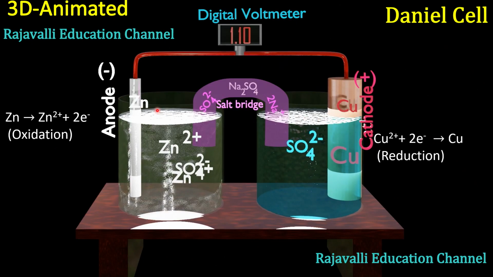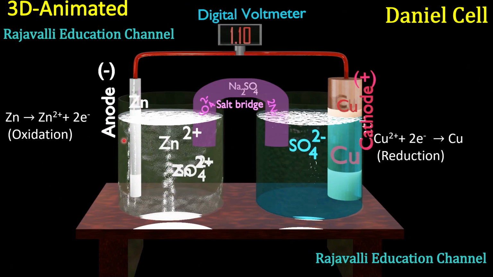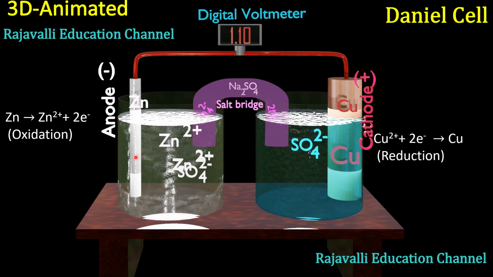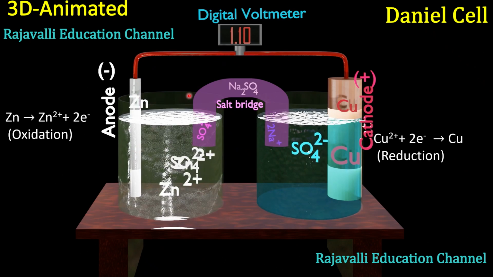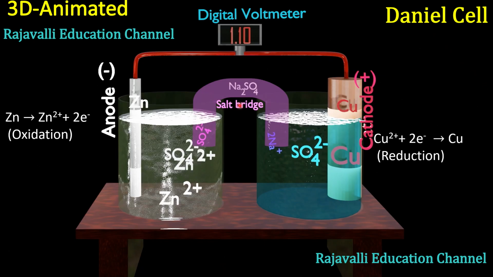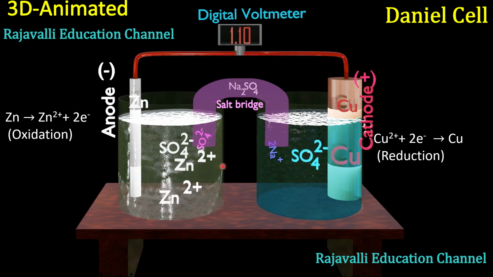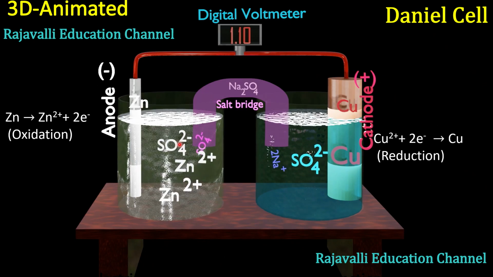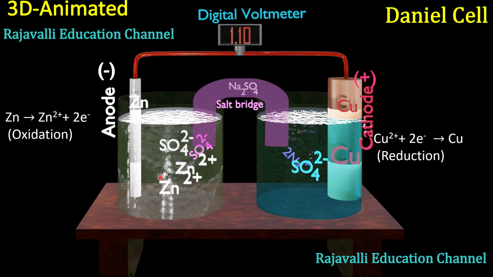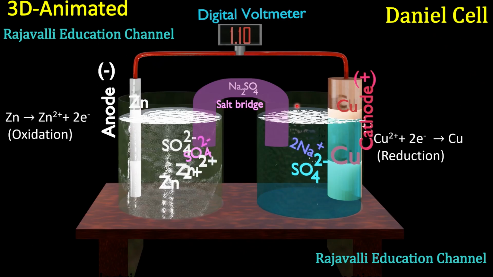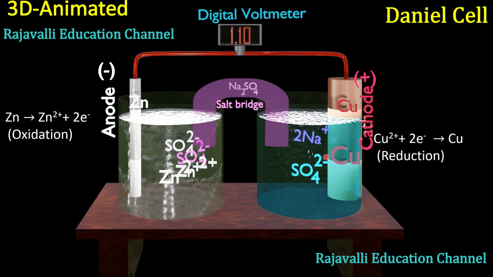Meanwhile, in the anode compartment, the zinc anode gradually decreases in size because zinc atoms are continuously oxidized and dissolved into the solution. As the cell operates, an electrical charge imbalance develops in the two compartments. To maintain electrical neutrality, the salt bridge functions by allowing the sulfate ions to move toward the anode compartment and sodium ions to move toward the cathode compartment, thereby neutralizing the charge imbalance.